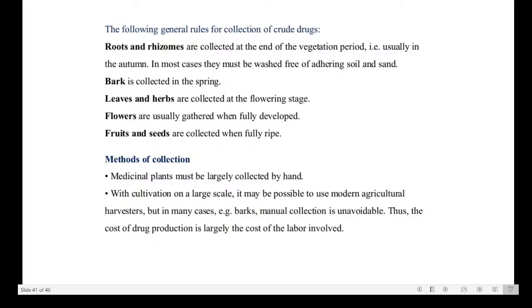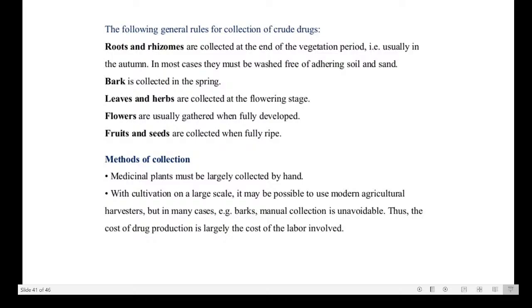Only the mature plant has the best medicinal property. Bark we need to collect in the spring season, and the leaves and herbs we can collect only at the flowering stage. Flowering stage means that the leaf will become mature.